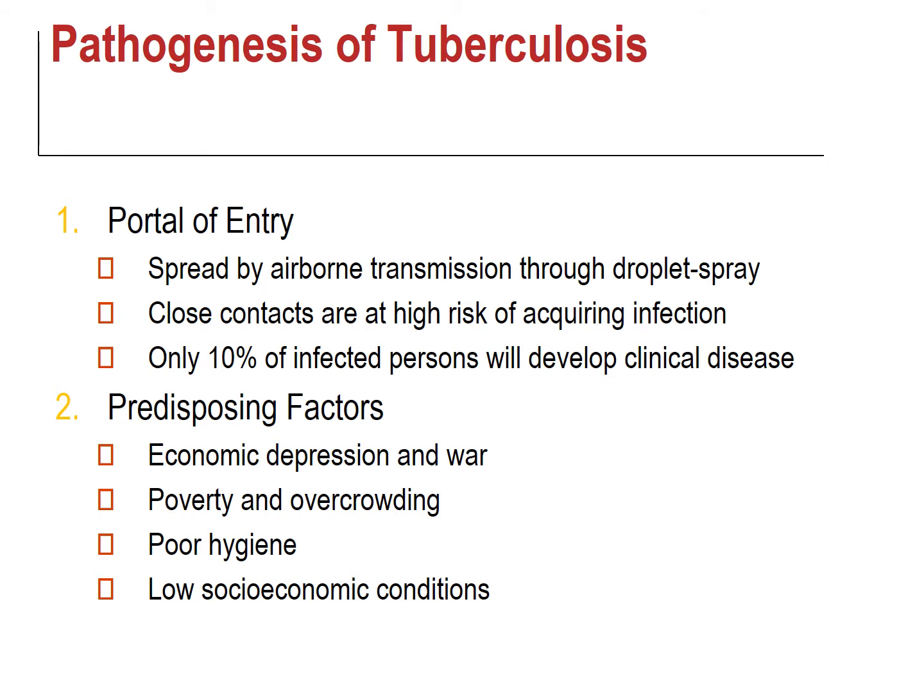There are numerous predisposing factors that increase the risk of individuals to acquiring the infection. Although all sectors of the society are at risk, there are certain predisposing factors that have remained the same over the centuries. These include economic depression and war, ignorance, poverty, overcrowding, poor hygiene, and related low socioeconomic conditions. The poor are the usual victims.